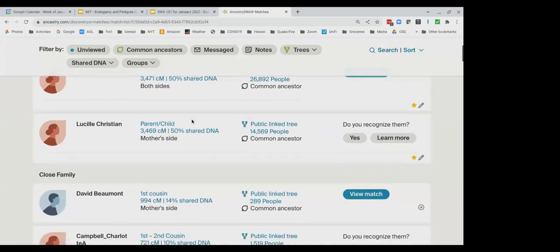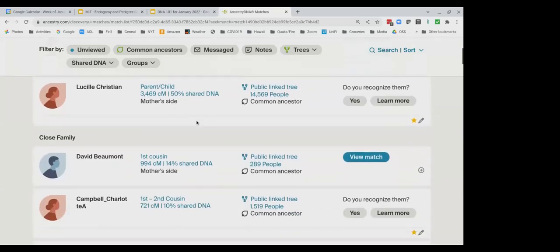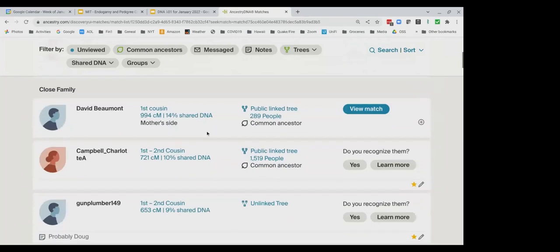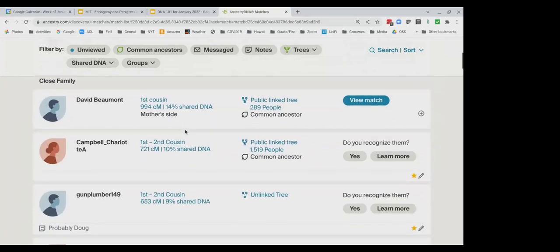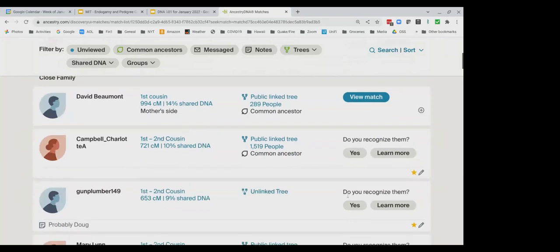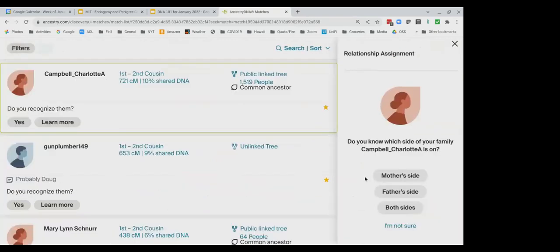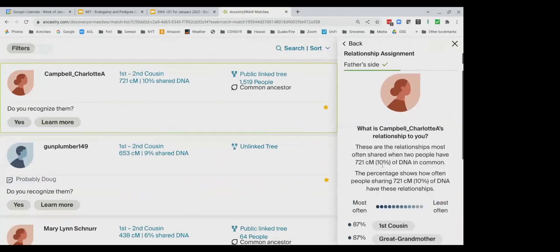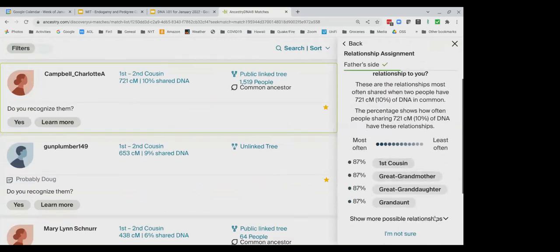You can see down that my mother is on my mother's side. David Beaumont, my first cousin, is on my mother's side. Now we're going to go down to Charlotte Campbell. Charlotte is another first cousin. I recognize Charlotte, and she happens to be on my father's side. And they say, okay, here are some possible things she could be: a first cousin, a grandmother, a grand aunt.